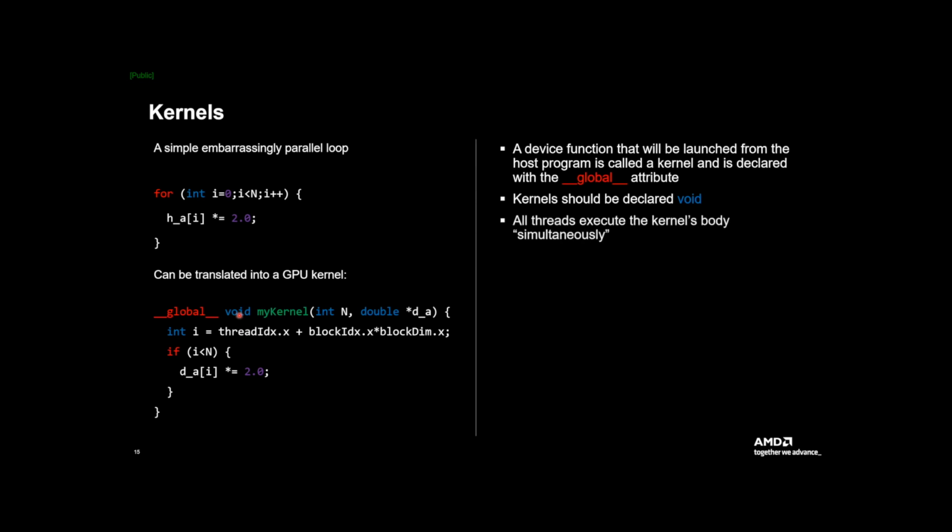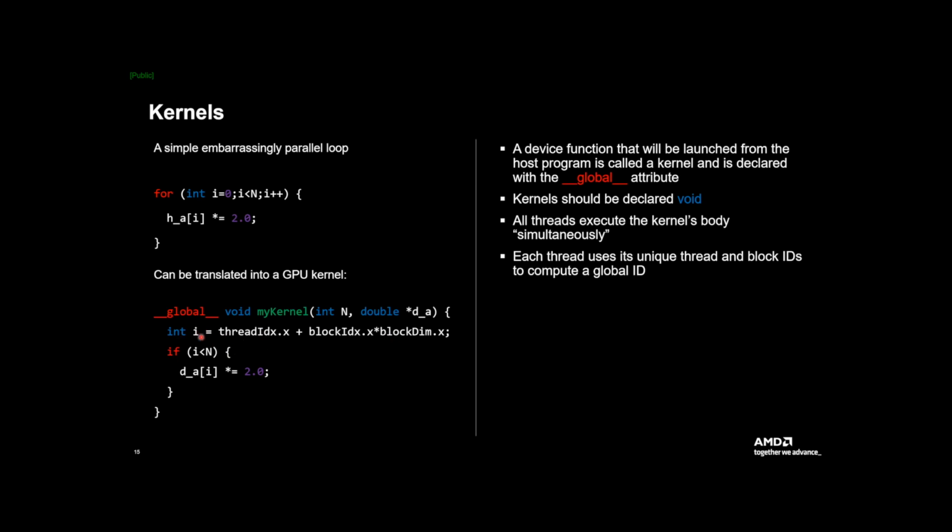And all threads execute the kernel's body simultaneously. This is not always 100% true, but you have to think that here you have a lot of threads executing this command. Basically, each thread uses its unique thread and block IDs to compute a global ID.